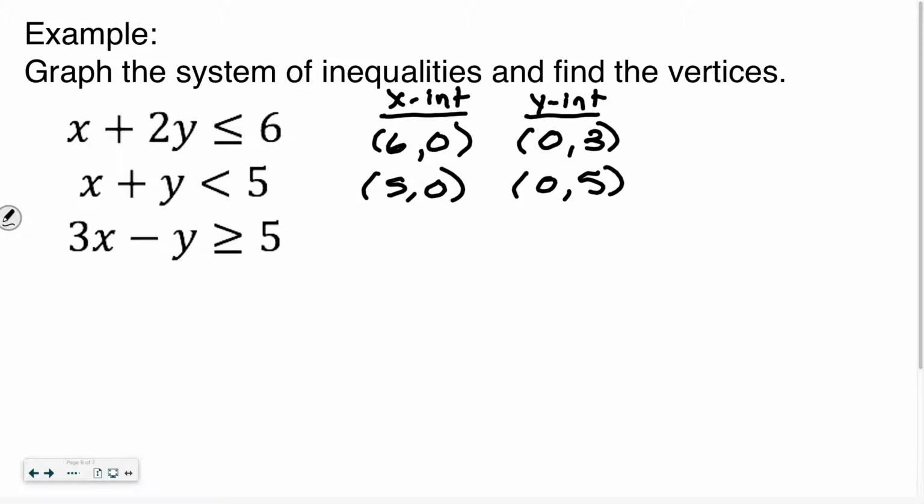And then in the last one, when I cover up y, I have 3x equals 5, so my x-intercept is at 5/3. I'm okay with that. And then when I cover up x, my y-intercept is where? -5. Yeah, you gotta be careful on that one. That's negative y equals 5, so y equals -5.